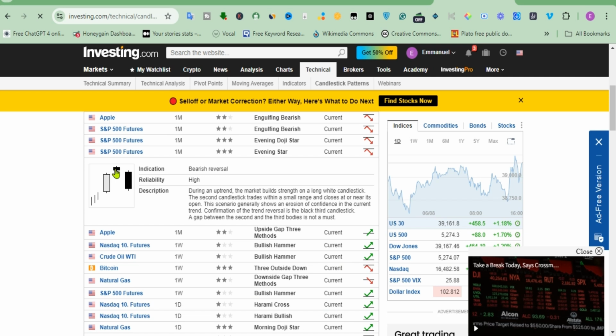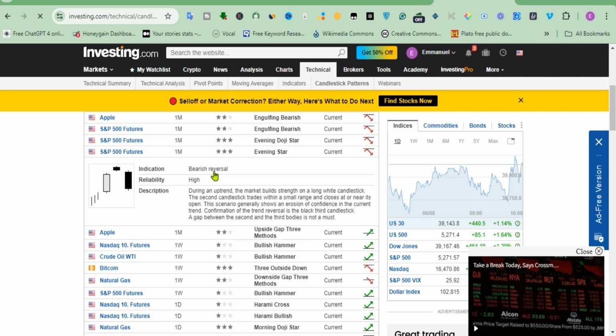When you see a pattern like this, the evening star candlestick, when they say the market is bullish, it means the market is going up. Bearish means the market is going down.